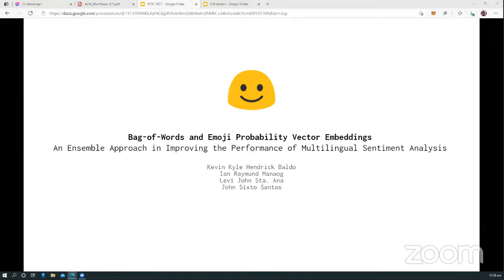So before we start, thank you for giving us this wonderful opportunity to present our paper. On behalf of our co-authors, two of us will be presenting the paper. This morning, we'll be discussing our research titled Bag of Words and Emoji Probability Vector Embeddings, an ensemble approach in improving the performance of multilingual sentiment analysis. Our research was originally called Project San Tagalog, a sentiment analysis tool for Filipino English tweets, but we changed it to a more appropriate title that actually fits the research project.